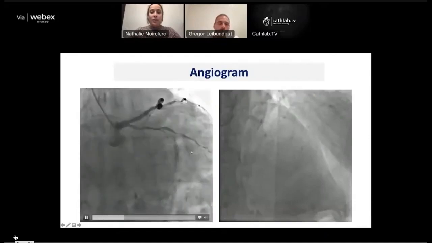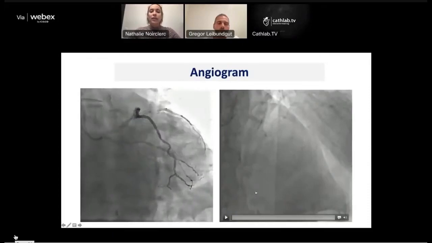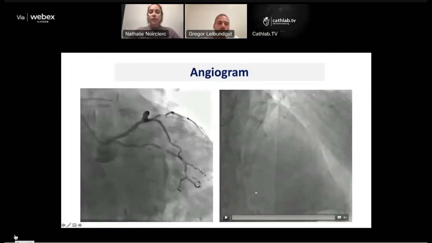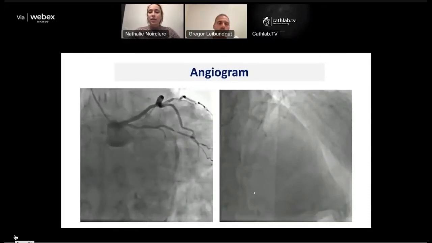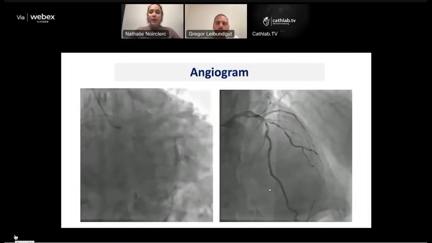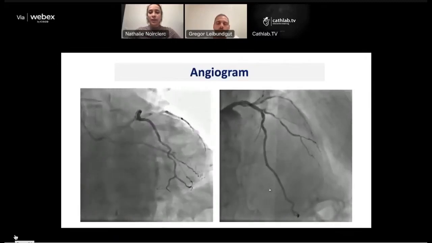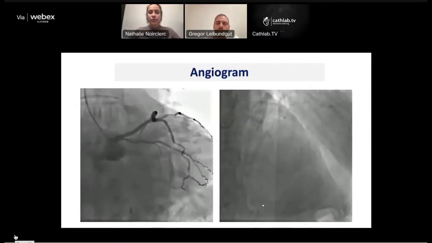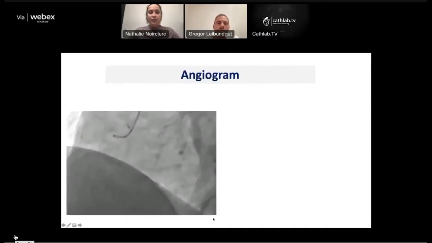You can see the angiogram. Here is the left network, so there is a significant stenosis of the circumflex. And on the other video, you'll see the LAD, which is fine, and the significant stenosis of the diagonal branch. Next slide.